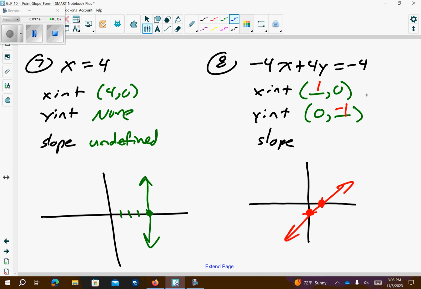And let's find our slope. -1 minus 0 is -1. 0 minus 1 is -1. So my slope is going to be 1 over 1, because negative over negative is positive.